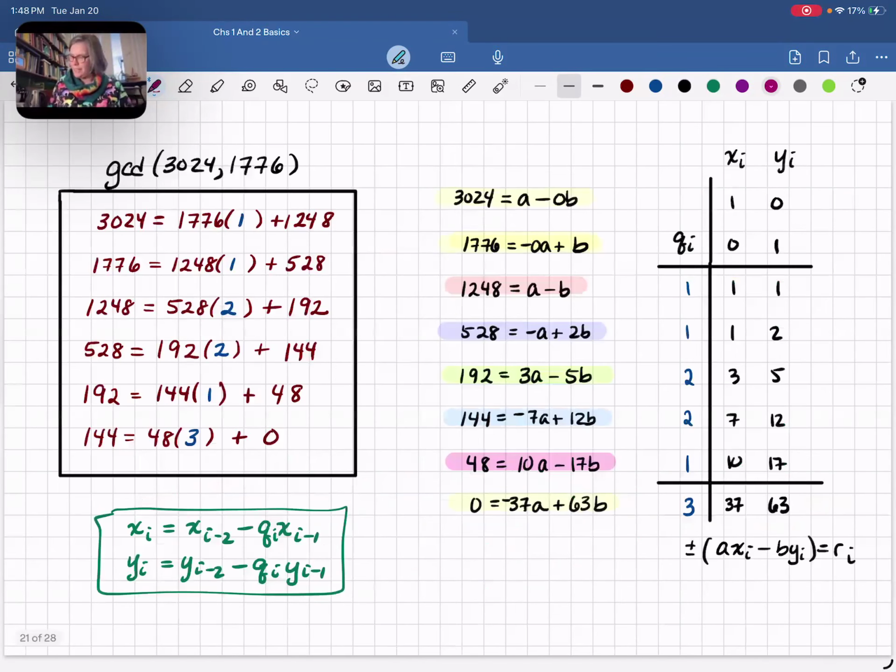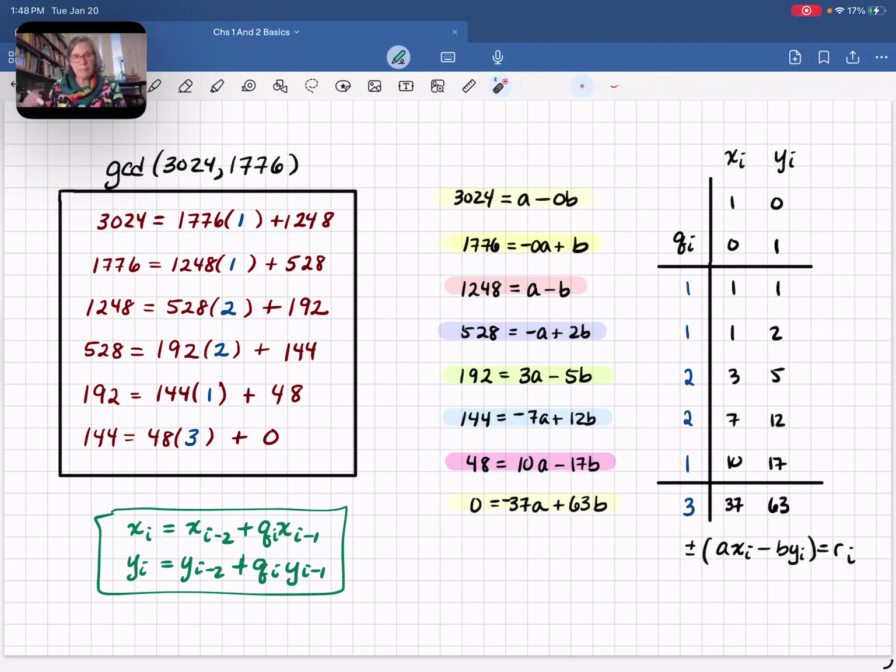All right, let's see it a little bit more in action. I have a typo here. Let me fix my typo. Okay. So here is my table again. In the table over here, I've added a little bit to my table. These values, for example, 3 and 5, those are the x and y values here. This column here is the column that I've added. Where did those numbers come from? 1, 1, 2, 2, 1, 3.